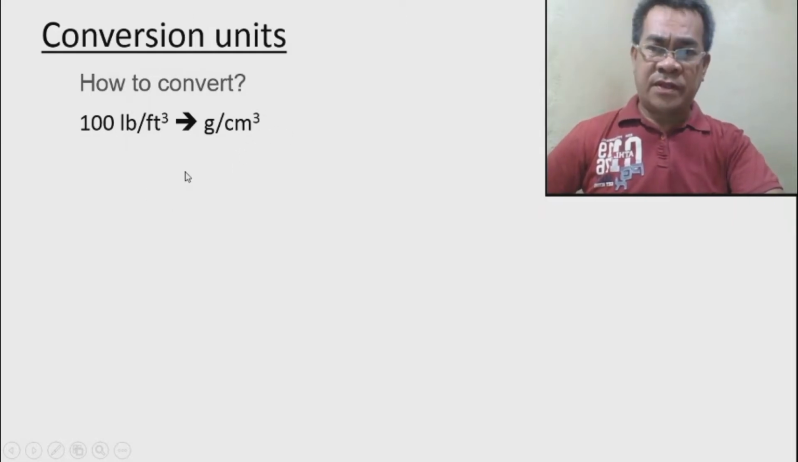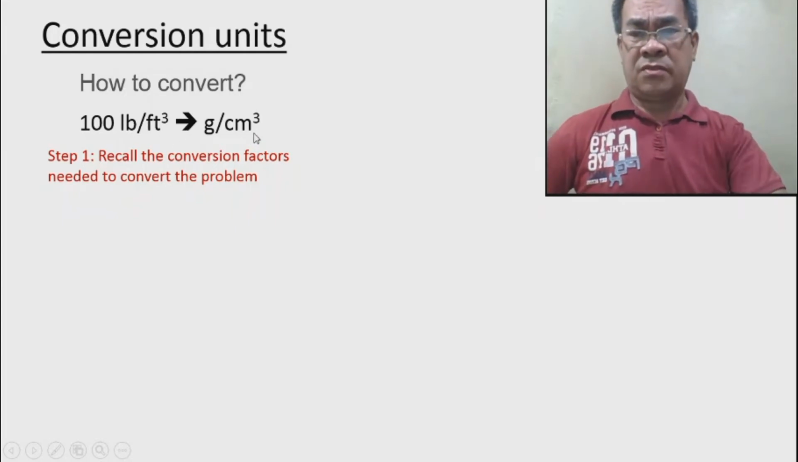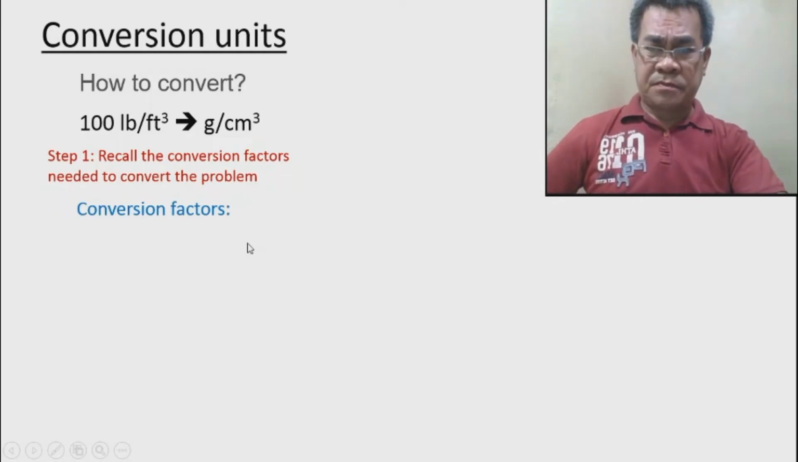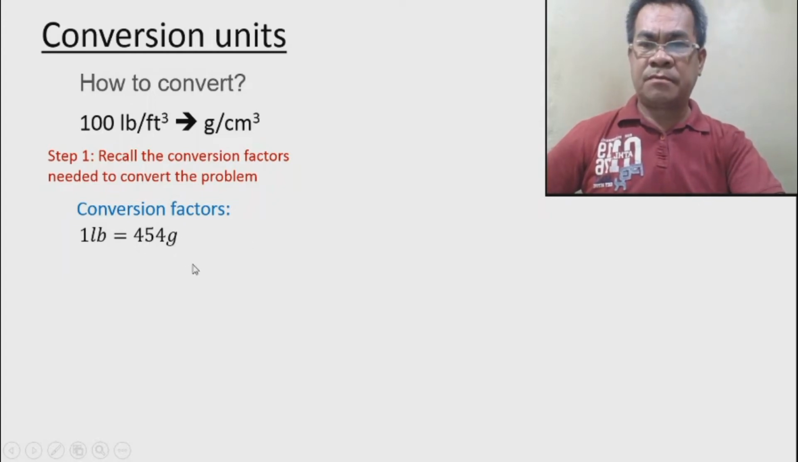So how to convert this unit, pound per cubic foot, to grams per cubic centimeter? First step, you have to recall the conversion factor. Think of a conversion factor that can convert pounds to grams, and feet cubed to centimeters cubed. So recall the factors. Now take note, 1 pound is 454 grams. You should memorize this one.